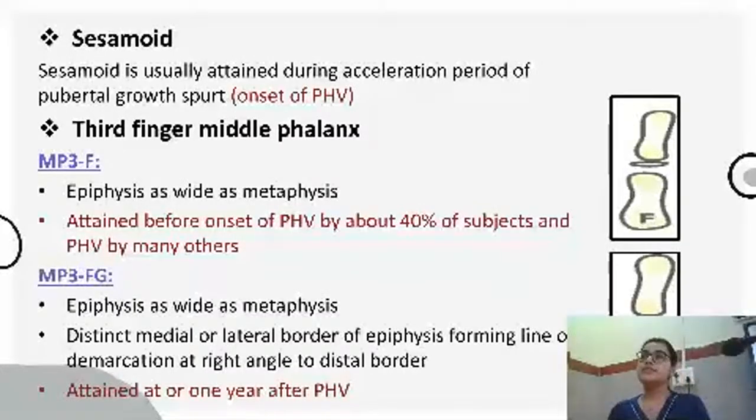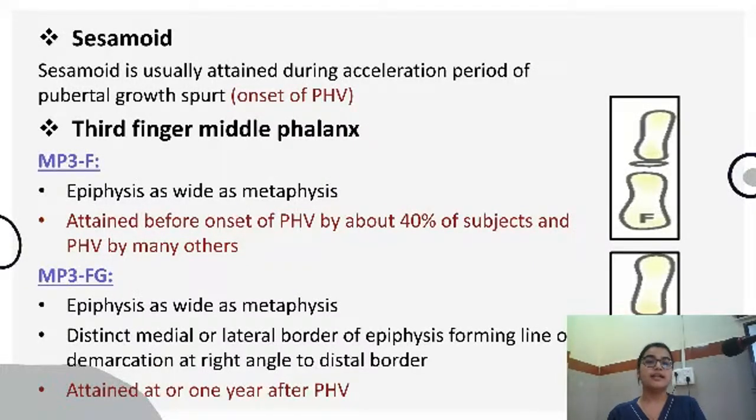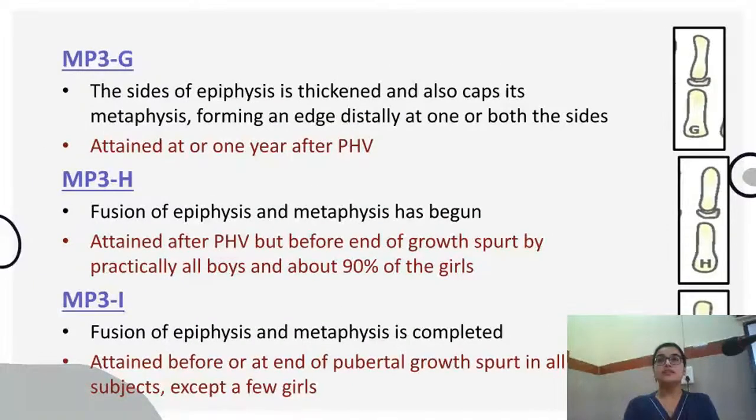MP3FG stage: the epiphysis is as wide as the metaphysis, and a distinct medial or lateral border of the epiphysis, forming a line of demarcation at right angle, can be seen. This is attained at or 1 year after the peak height velocity. The G stage: in this stage, the sides of the epiphysis are thickened and they also cap its metaphysis distally at one or both sides. It is attained at 1 year after the peak height velocity.